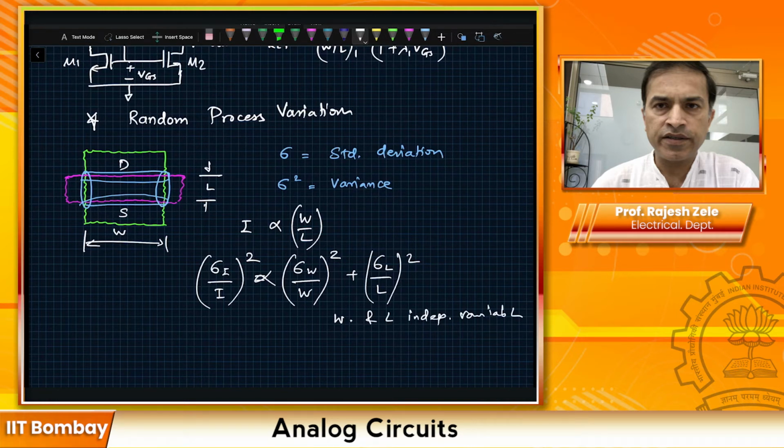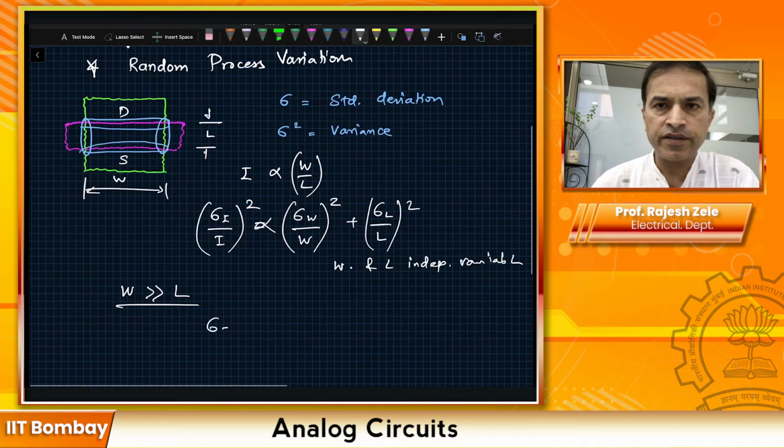Now you can quickly see that if W is much greater than L, which is many times the case because you're trying to get large currents or gain, then typically W is much larger than L in analog design. So then (sigma I by I) squared is roughly proportional to (sigma L by L) squared, because the random variation in L will pretty much dominate the entire behavior of sigma I by I squared.